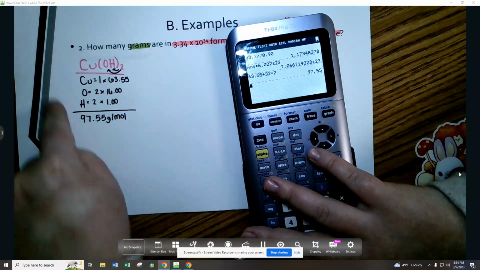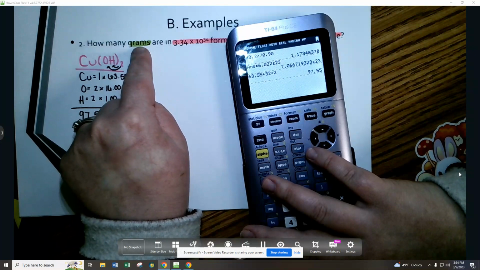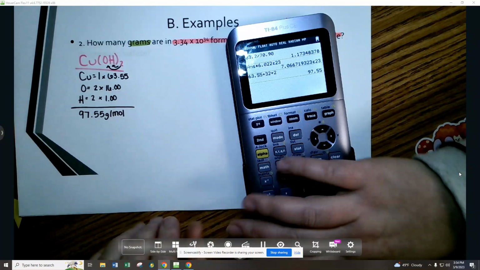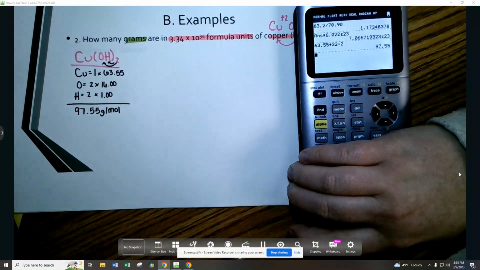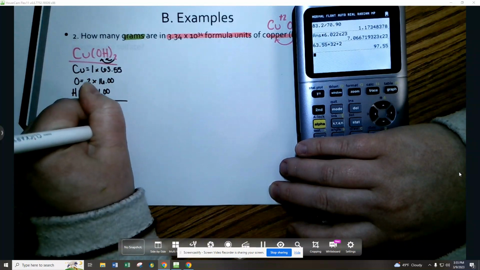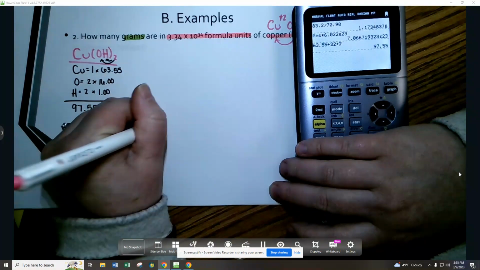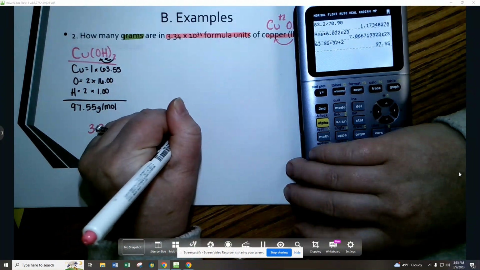Again, the reason why I knew I needed this right out of the gate is that I'm solving for grams. Again, if you start with grams or end with grams, you need molar mass, so I was just getting that out of the way. Let's talk about our given. We have 3.34 times 10 to the 34th formula units. And this is copper(II) hydroxide. Okay.